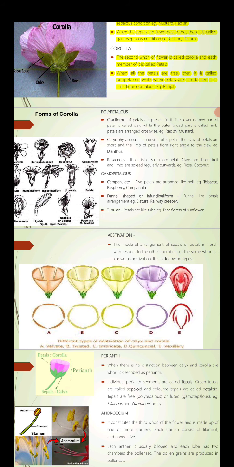This aestivation is very important for your examination. What's the meaning of aestivation? The mode of arrangement of sepals or petals in a floral bud with respect to the other members of the same whorl is known as aestivation. There are 5 types of aestivation: valvate, twisted, imbricate, vexillary, and quincunxial.